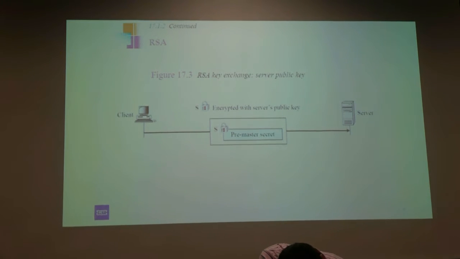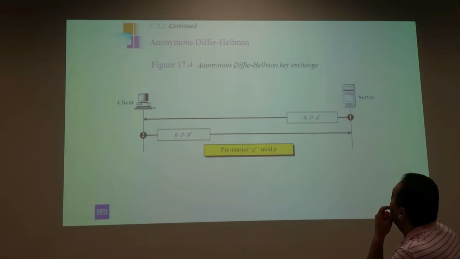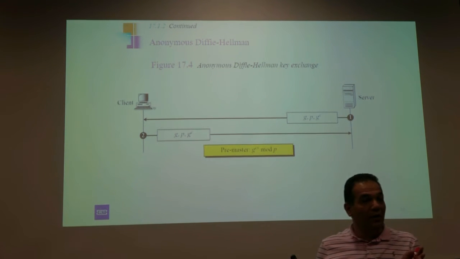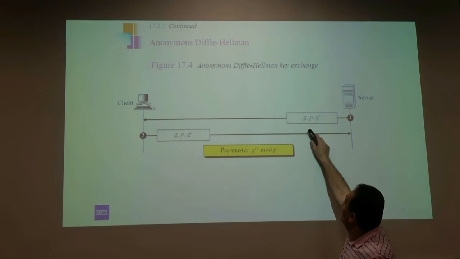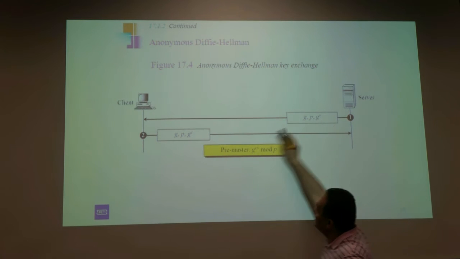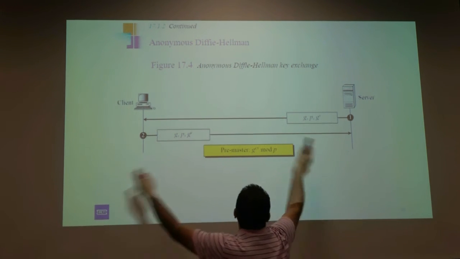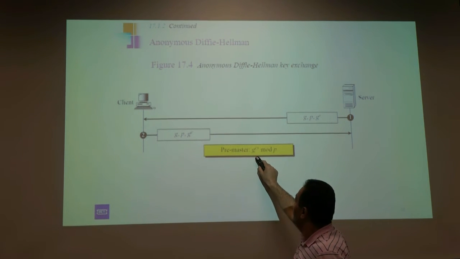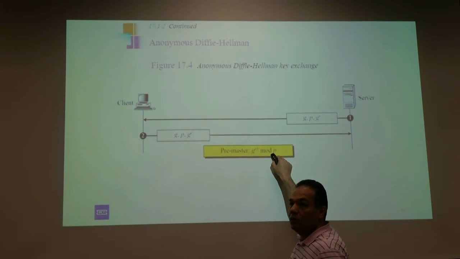All right. The third way is anonymous Diffie-Hellman key exchange, and we already learned about Diffie-Hellman before, right? There is the component G and G to the power S, which is for the server, and G to the power C. Once both of them know, they can generate the pre-master key. You generate it as G to the power CS, S and C multiplied, mod B.